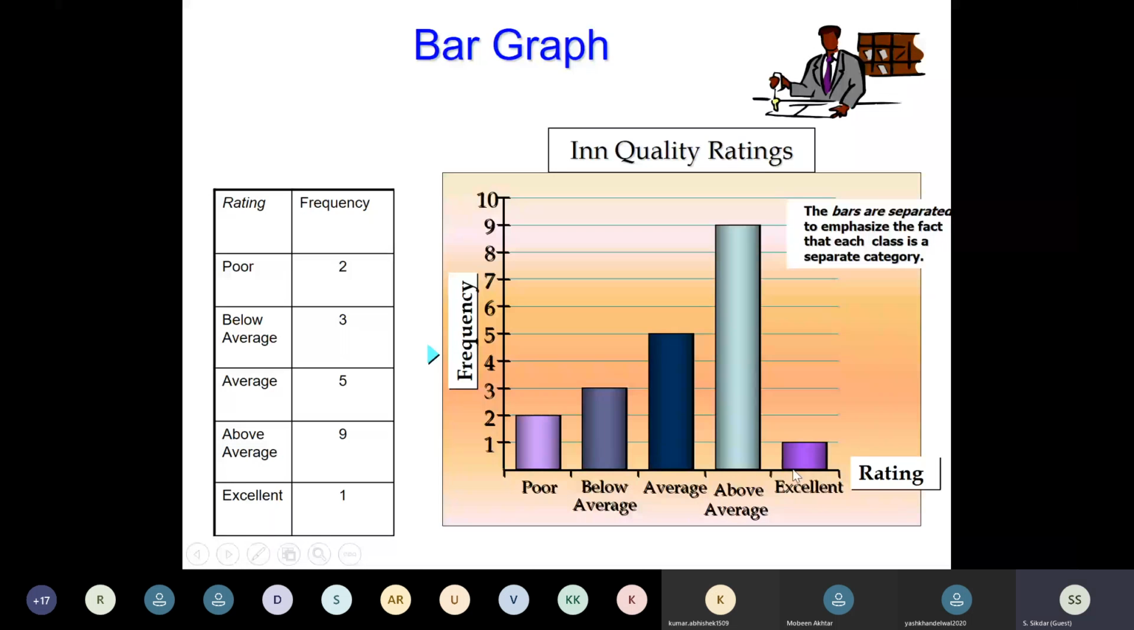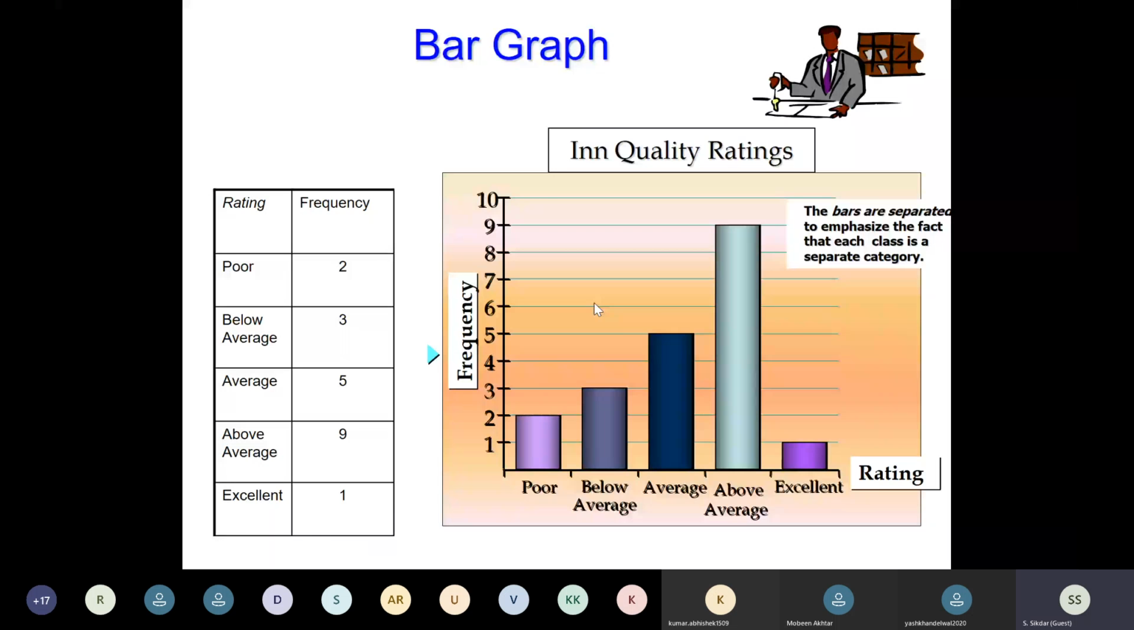The bars are separated to emphasize the fact that each class is a separate category. That means poor is not the same as below average. All these are categories, so that's why they are categorical data. Here on this side, rating is plotted, and this side is frequency. So the same data, I can put in the form of a bar graph as well as a pie chart. So a similar type of question may be asked.